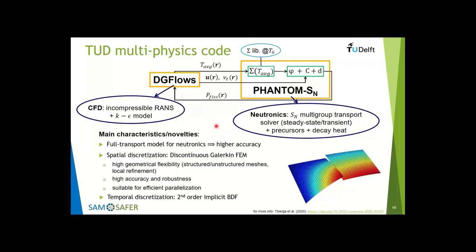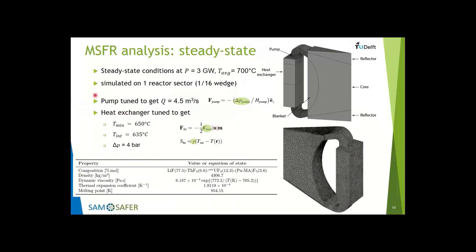And now let's move to some applications that I used this code for during my PhD, which means the analysis of the MSFR steady state and some transients, because that's the ultimate goal: assess the safety and the reliability of the reactor, and also, on the other hand, try to find weak points if there are any, and derive useful information for the further development of the design of this reactor.